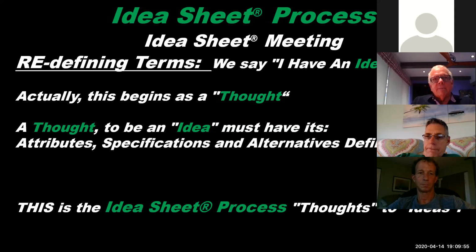This is the discipline that they put into Procter & Gamble and that I adopted and I have preached to a lot of different companies. You don't have an idea, you have a thought until its attributes, which is why it's cool, specifications, what's it got to do, and alternatives, what are the other ways to do it, or I used to say competition, but that confused people. But that's what the idea sheet meeting process is about, taking thoughts to ideas.